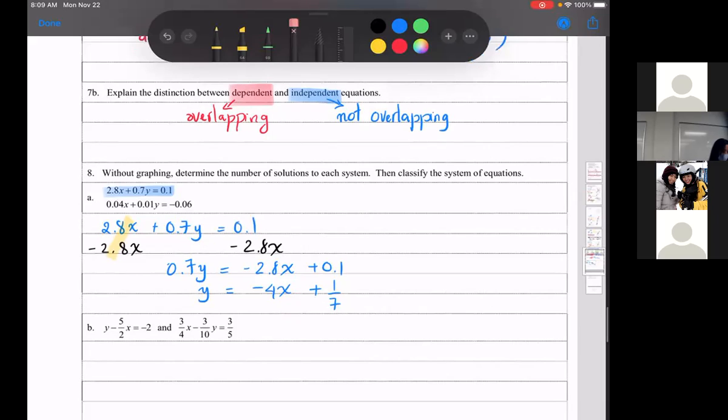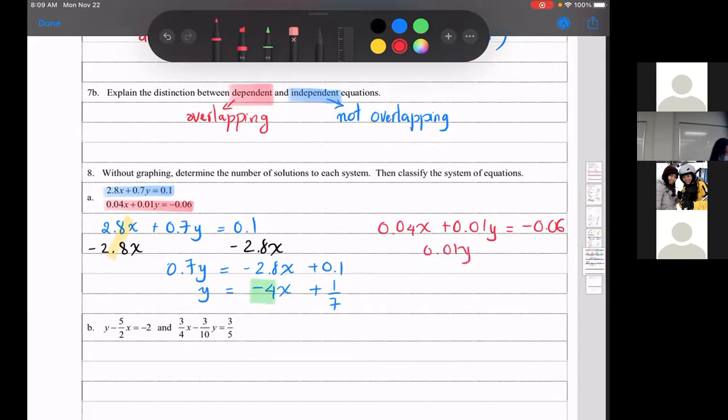Okay. So let me highlight the slope right there. Green, negative 4. What about the other one? That one right there. Let me do it real quick. 0.04x plus 0.01y equal negative 0.06.